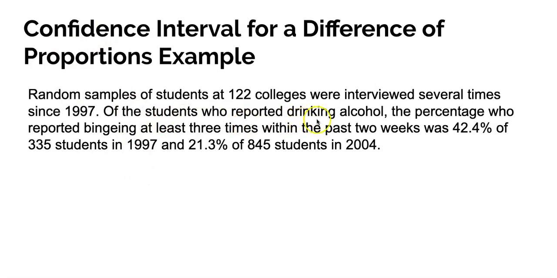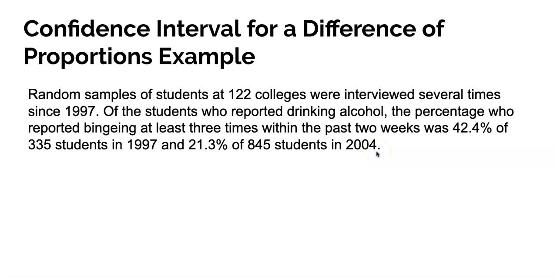Of the students who reported drinking alcohol, so they only look at people who drink alcohol, the percentage who reported binging at least 3 times within the past 2 weeks was 42.4%. Okay, that's pretty high. Of how many students? 335 students in 1997. So back when they first collected this data, they found that 42.4% of 335 students were binge drinking. I said students, but the alcohol-drinking students. And what else? 21.3% of 845 students in 2004.